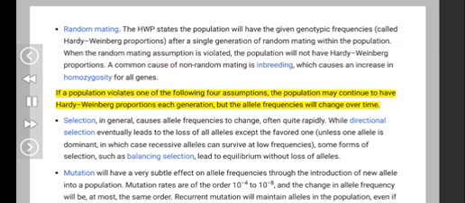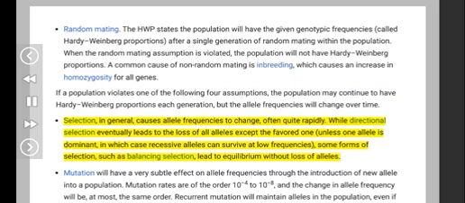If the population violates one of the following 4 assumptions, the population may continue to have Hardy-Weinberg proportions each generation, but the allele frequencies will change over time. Selection, in general, causes allele frequencies to change, often quite rapidly. While directional selection eventually leads to the loss of all alleles except the favored one, unless one allele is dominant, in which case recessive alleles can survive at low frequencies. Some forms of selection, such as balancing selection, lead to equilibrium without loss of alleles.